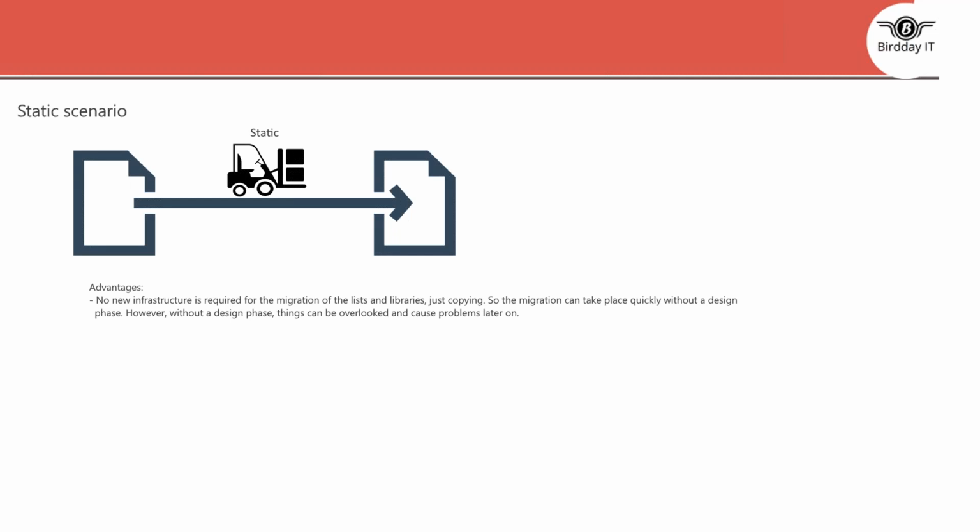The first advantage is that we need no new list and library infrastructure for the migration. We are just copying, so the migration can take place quickly without a design phase. However, without a design phase, things can be overlooked and cause problems at a later stage. So maybe it's important to have a design phase anyway. So not only an advantage, but also a disadvantage.